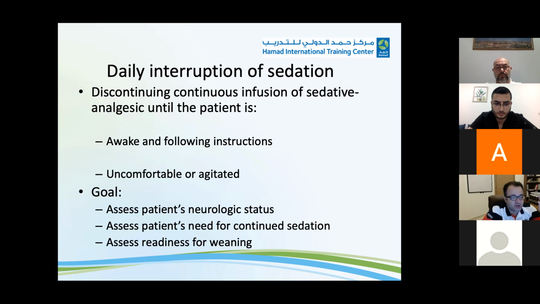So your goal is to assess the patient's neurologic status when you give them a sedation break. Make sure, because sometimes your patient may have developed a stroke. You don't know neurologically how they were looking when they first came to you. They were intubated very quickly in the emergency room, for example. So stopping sedation is a good way to check them. Make sure there's no neurological deficit. They are awake. Assess the need for continued sedation. And when you stop the sedation, you can use this as an opportunity to assess their readiness for weaning.